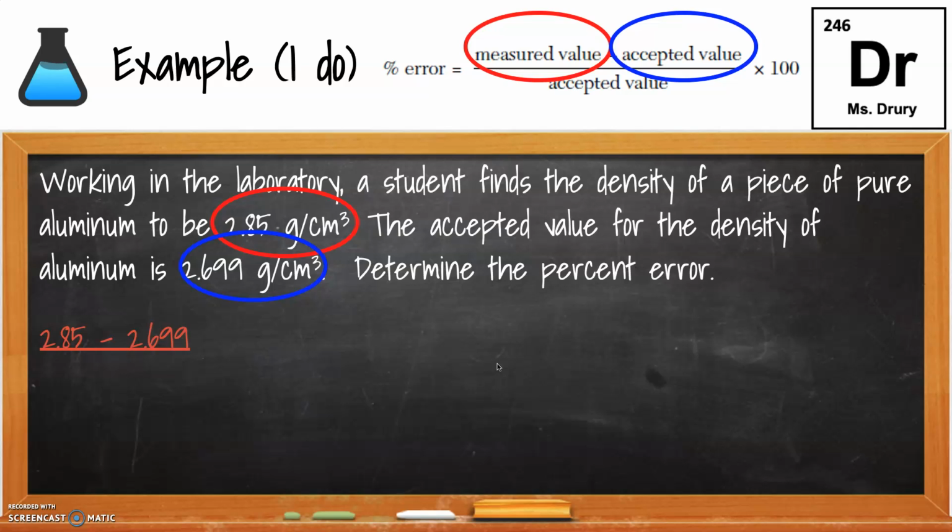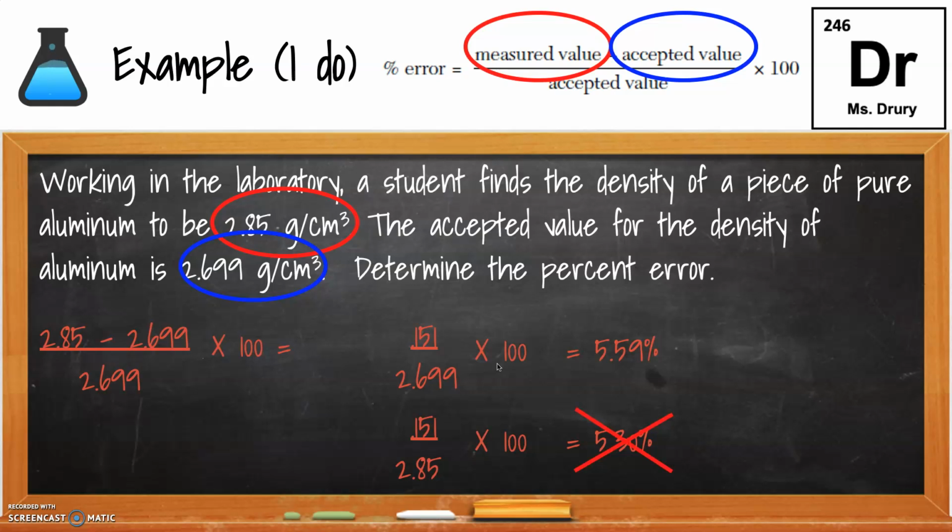We'll subtract them and divide by the 2.699 because that is the accepted value, and I get an answer when I multiply by 100 of 5.59%. What you don't want to do, as you can see in the last calculation, is they divided by 2.85, the measured value, and they didn't get quite the same number, 5.30. That is not the answer. You always want to divide by the accepted value of your number.